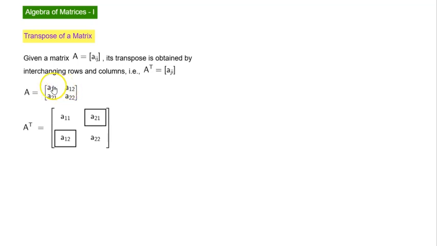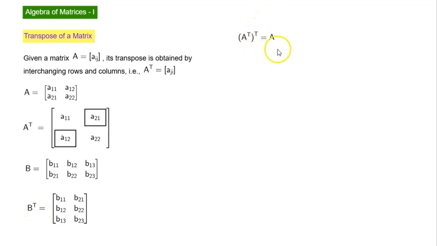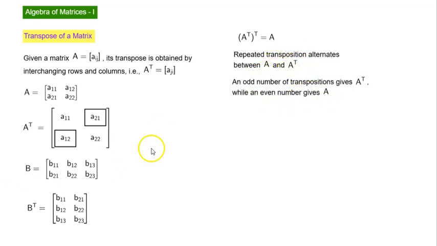So A is equal to A11, A12, A21, A22. So the transpose of that will be A11 and A22, that is the elements on the principal diagonal remain the same, but these two change positions. So think of it like this. This A11, A12, the first row has become the first column. Second row has become the second column. Let's take another example, a 2 by 3 matrix. So its transpose would be the rows become columns. So we end up with a 3 by 2 matrix.